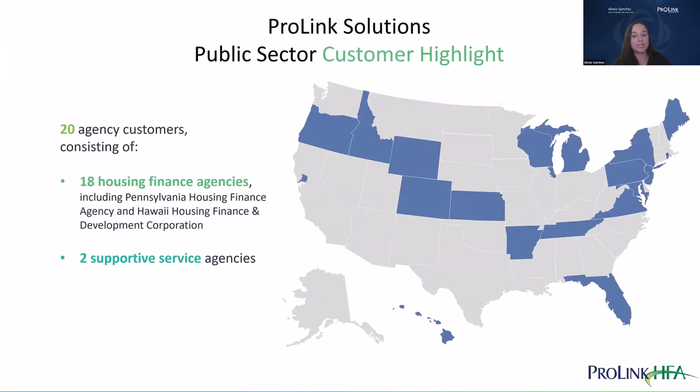This is a high-level picture of the agencies across the United States that we support with ProLink HFA. We are currently supporting 18 housing finance agencies and 2 supportive service agencies who are located in California and New York.